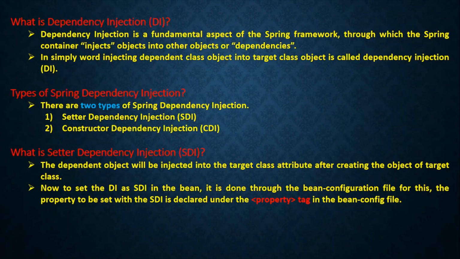Okay, so now let's see what is constructor injection. Constructor injection is a similar kind of injection. That means we are going to inject the dependent object into the target class object via constructor. So that is why it is called constructor dependency injection. I hope this concept is clear to all of you. If anybody has any comments or difficulty understanding, please let me know in the comment section.